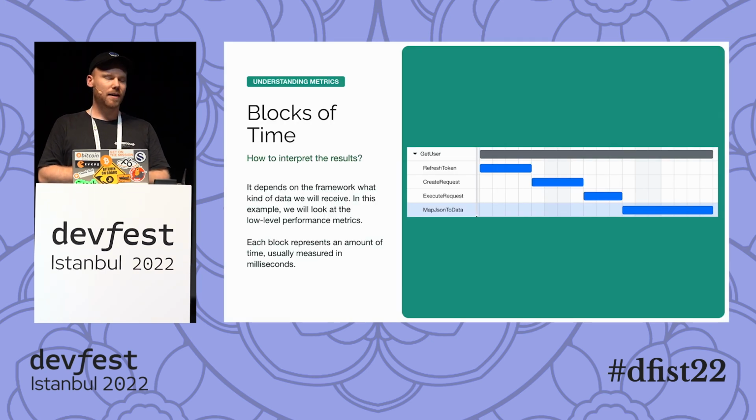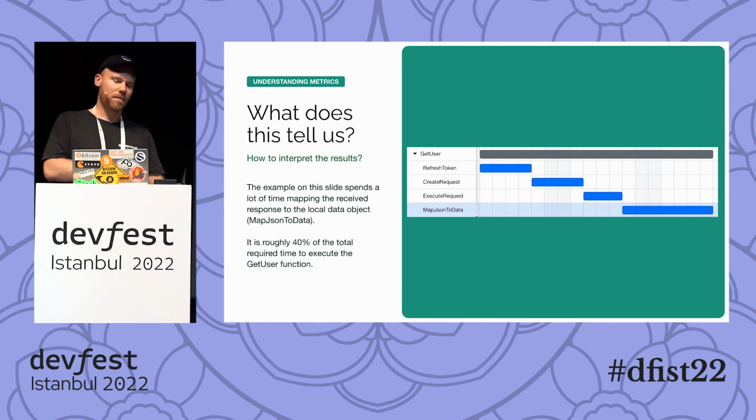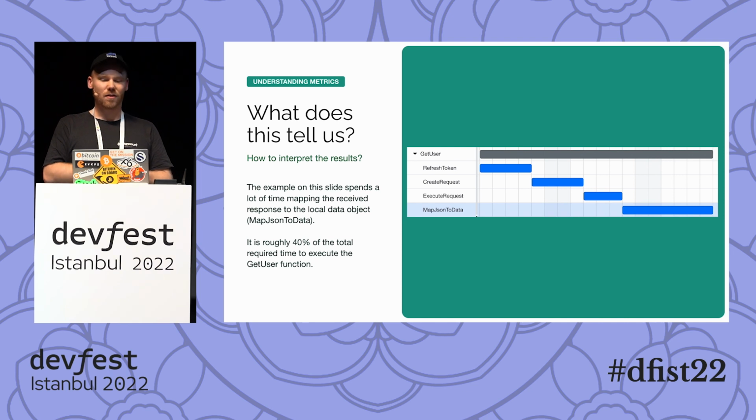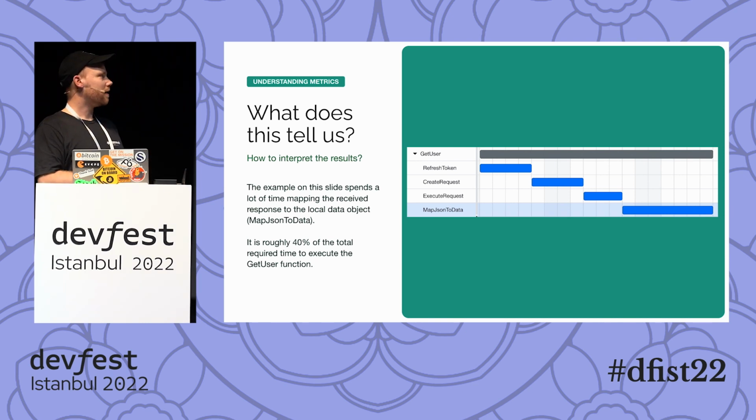Okay, so now that we have some data, let's look at how we can understand performance metrics. Yeah, so each of these is a block of time, right? So it will most likely be milliseconds. That also depends on the framework, on your database. Could be nanoseconds. And in this example, I slightly modified the data to make it more obvious. But in this example, the map JSON to data function takes a very long time. So here it takes up roughly 40% of the whole duration. And as I mentioned earlier, this is not what we are looking for. Right, so the first thought is we should try to optimize this part of the function.